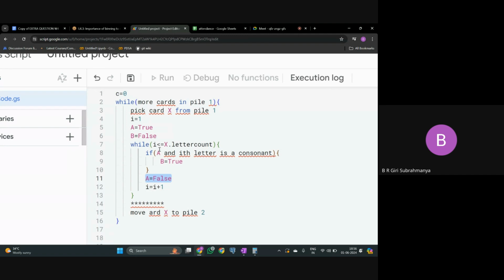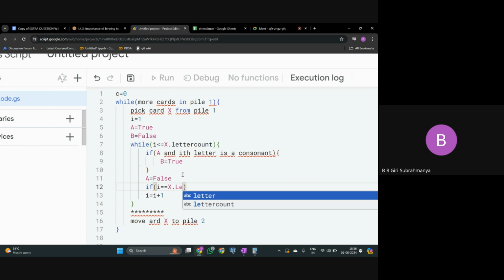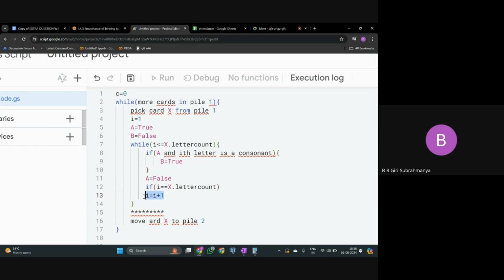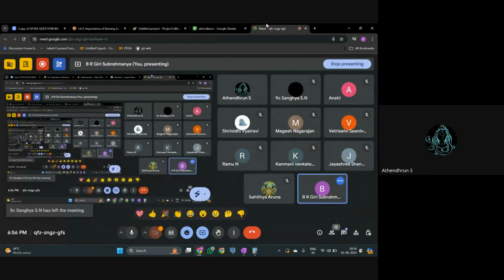That is fine. So what you're saying is, if I is equal to x dot letter count. No, sir, after we end the while loop, I is equal to I plus 1, it gets incremented. That's why the condition becomes false. If I was equal to letter count, we would be going inside. What is the reason we are coming outside? Because I got incremented and it became greater than letter count. That's why we are coming out, no? Yes, sir.